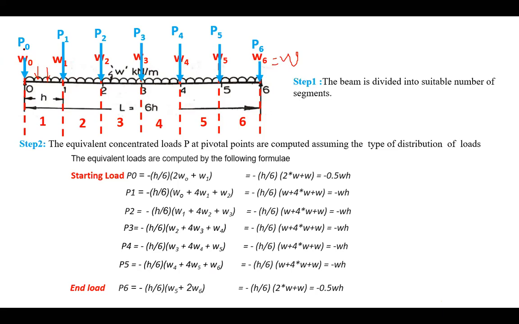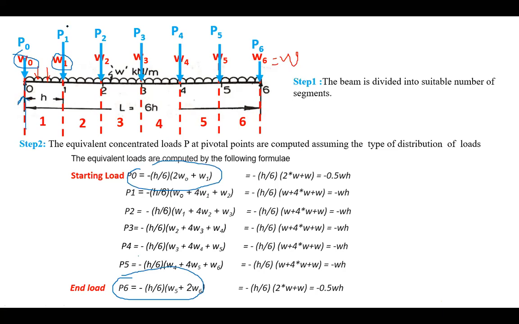So which are given by P0, P1, P2, P3, P4, P5, P6. Now let us consider P0 for calculation. Finding this P0, we know the starting and ending joint loads are given by the equivalent load h by 6 into 2 times the initial ordinate W0 plus the next ordinate W1. That will give you the value of P0, and we know that it is acting downwards, so it has to be a negative sign, whereas the reaction upwards will be taken as positive.